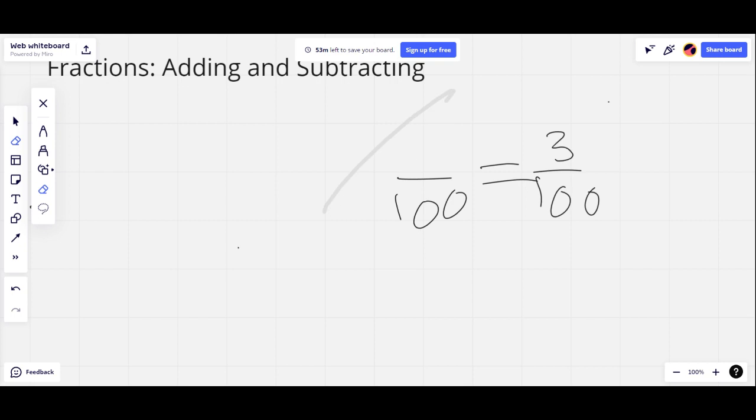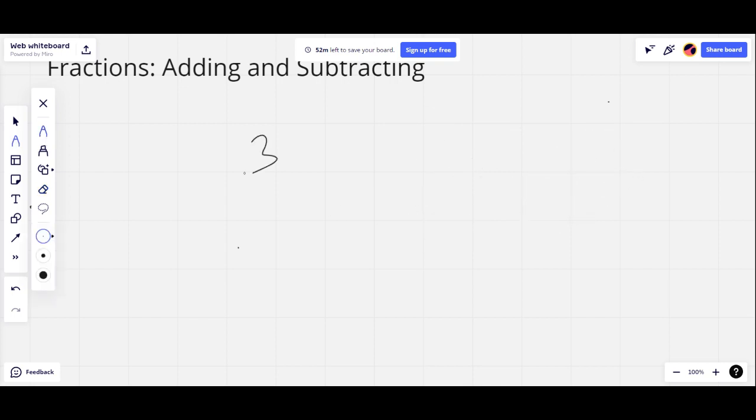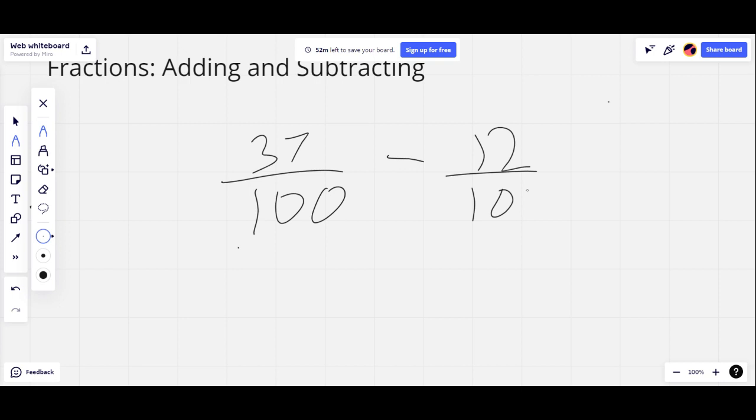Now I will give you one question: 37 over 100 take away 12 over 100. Pause the video and try out this question. If you've paused the video and managed to solve this question, good job. If you did not understand how to do it, rewind the video and go back to where I demonstrated the example.